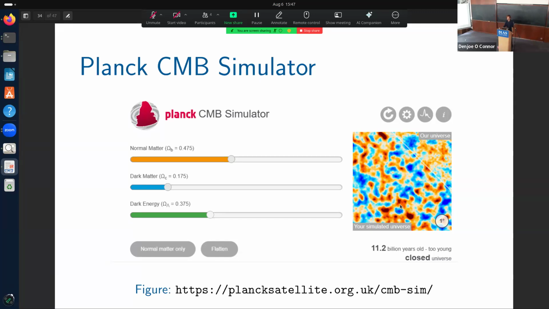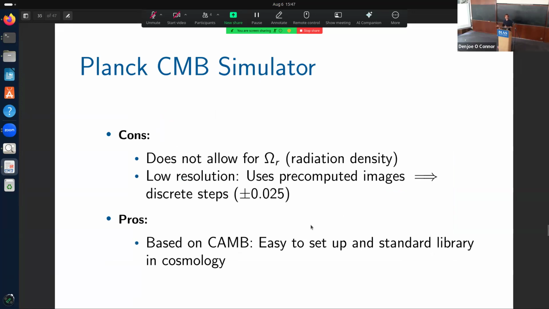But most importantly, it also limits the step size in which you can vary these sliders. If I were to go into this website and vary one of the sliders, I will see that they only go in a step size of 0.025. That's pretty bad. I like nice continuous sliders. So does Venus. So we're going to try to make a continuous slider and make essentially a real-time simulation of the CMB.